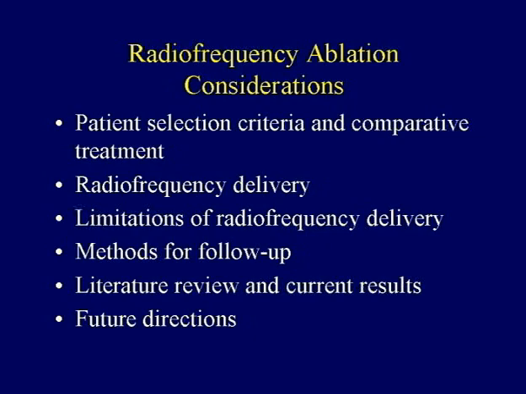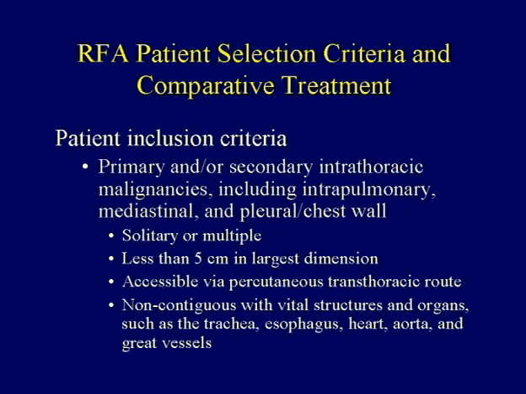Let's start with the patient selection criteria. We started off looking at patients who had primary and or secondary intrathoracic neoplasms. This included both pulmonary, mediastinal, and pleural chest wall. They needed to be primarily solitary, but we did take on multiple lesions, either doing two at the same setting or repeated techniques. Less than 5 centimeters in the largest dimension is how we've started, because the size of needle to tumor ratio is important, as we'll see. The lesion had to be accessible via percutaneous transthoracic technique, and it needed to be non-contiguous with vital structures, which unfortunately in the chest there are many.